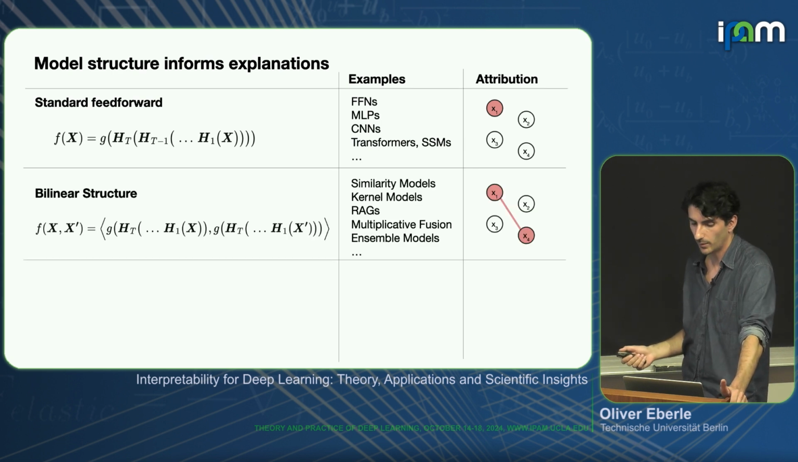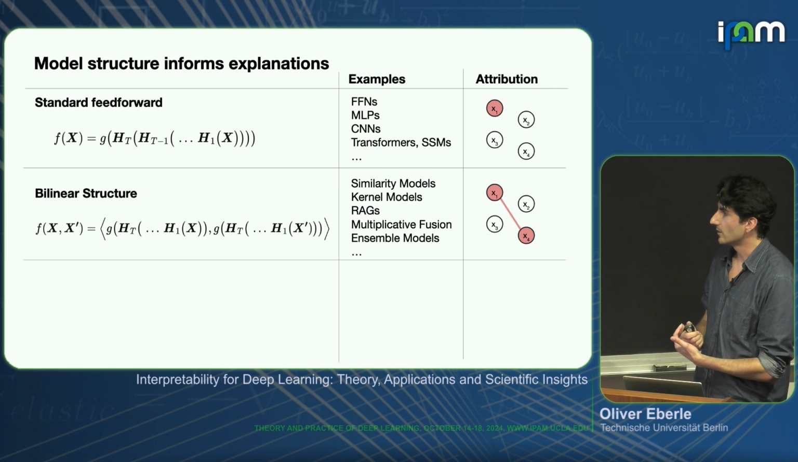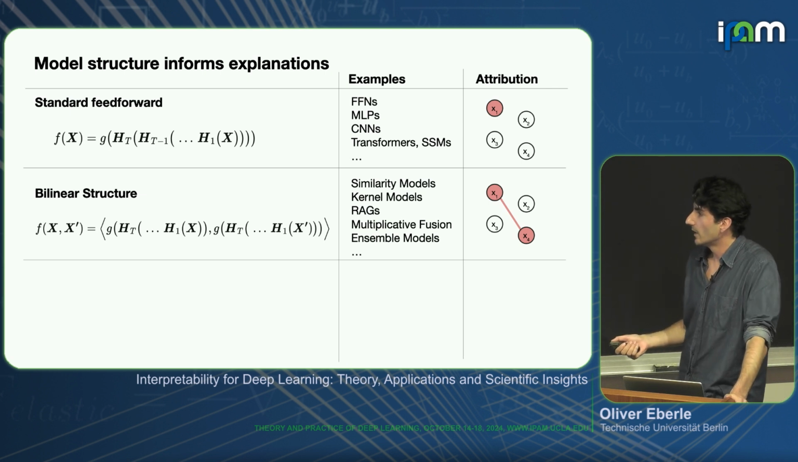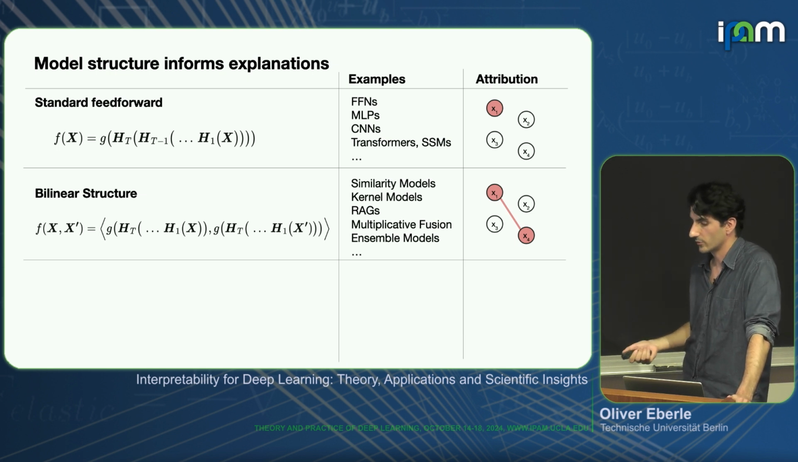But you can think of other cases. So for example, you can have bilinear structure. It's often the case in unsupervised settings where you have 2 inputs, X and X prime, and you have some kind of dot product structure between these branches. So here, the example is a similarity model, where you have 2 of these networks. One's encoding X, one's encoding X prime, and you compute a dot product between them. So for example, it could also be cosine similarity.